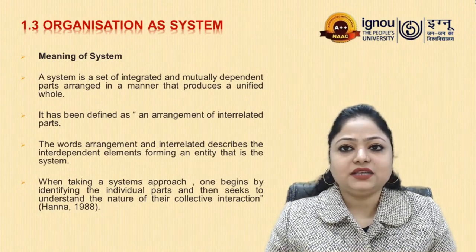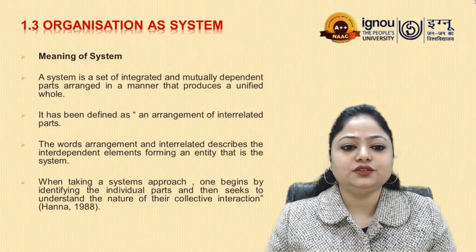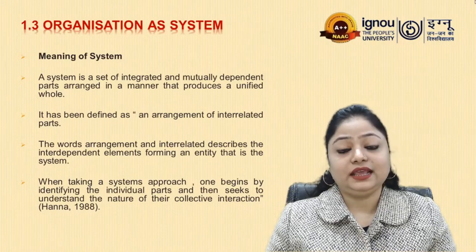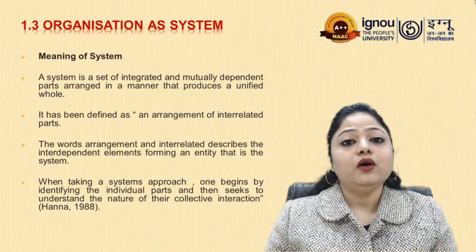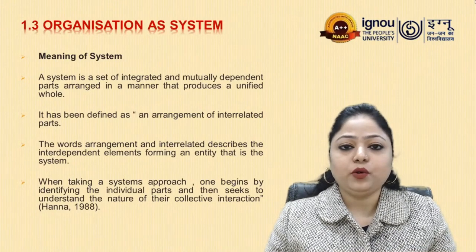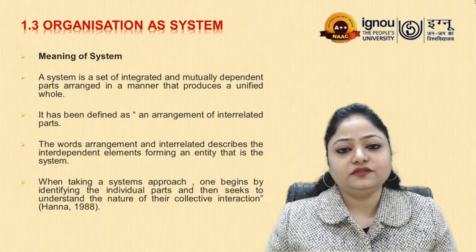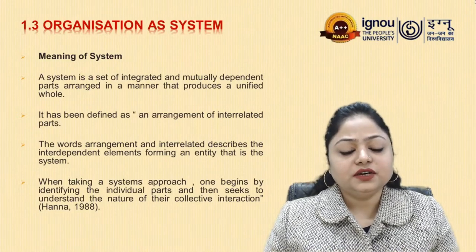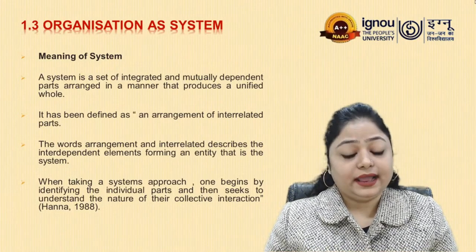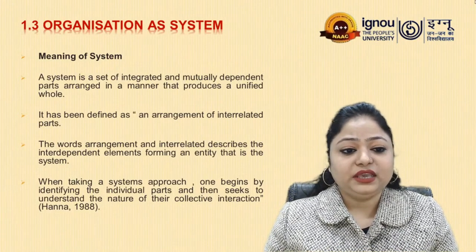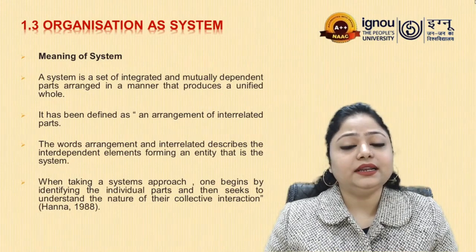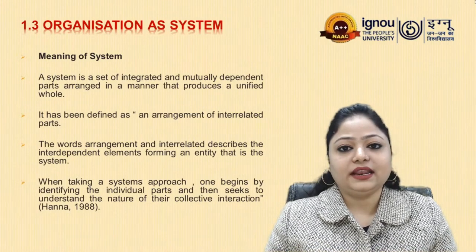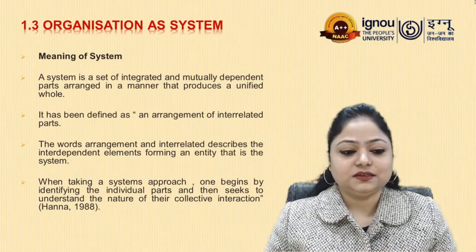So a system has various parts which are organized together, brought together, and integrated, and all these parts are dependent upon each other for the attainment of the overall goals and objectives of the organization. So the words arrangement and interrelated mean that there are interdependent elements forming an entity, that is, the system.